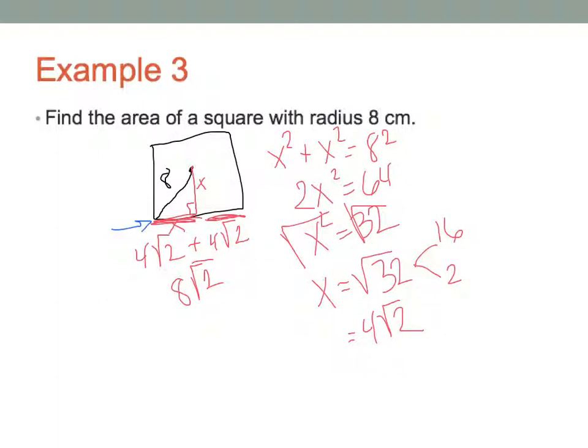Again, when I found this length of my triangle, it's half of the base of my square, and that's why I added it to 4 times root 2, and I got 8 root 2 as a side. 8 root 2 is my other side as well.